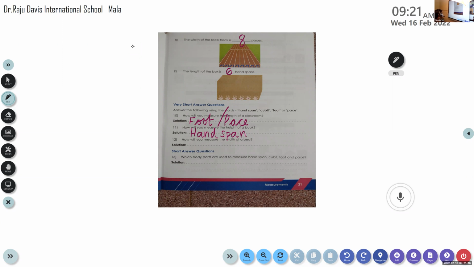How will you measure the width of a bird? Here we can use cubit. Cubit.